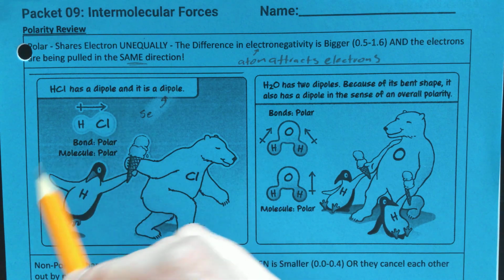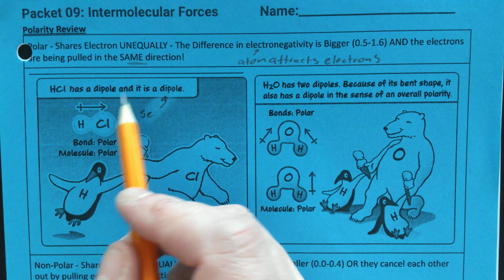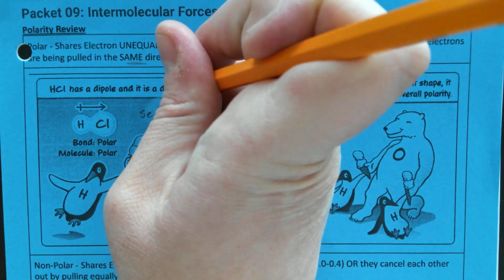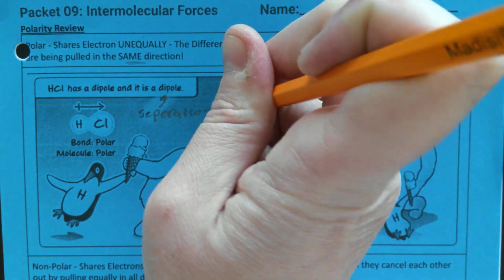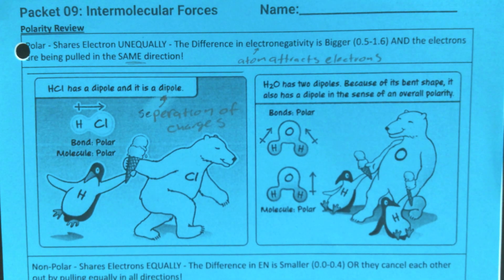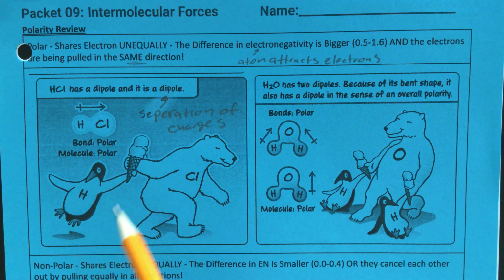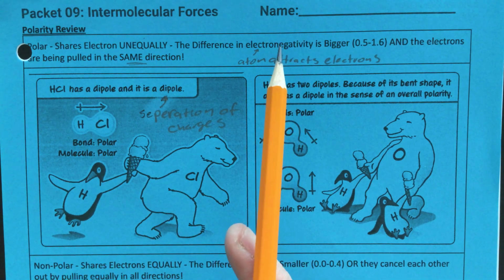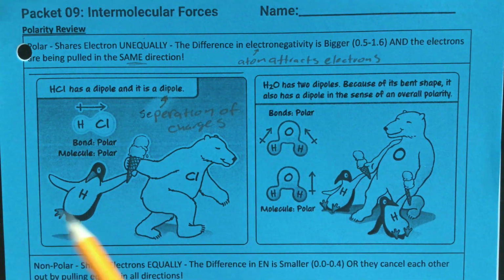So for this example, we're going to look at hydrochloric acid. And hydrochloric acid has a dipole. And so what is a dipole? It is a separation of charges. So if we look, this penguin here is going to represent a weak atom, one that has a very low electronegativity. He is not good at attracting electrons. We can tell because he's smaller, he's a little weaker.